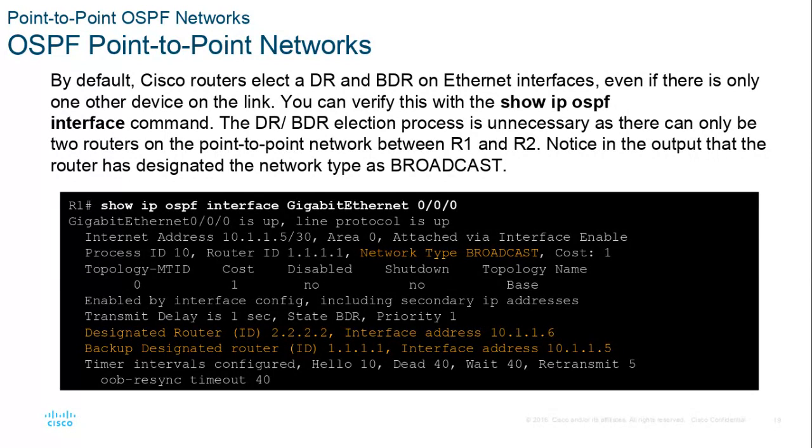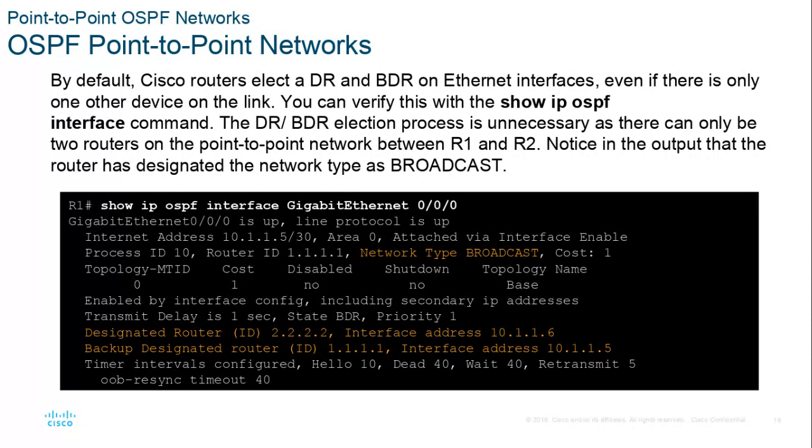So he went to router R1 and typed the command show ip ospf interface gig 0/0/0. I like this particular command because it shows you the actual router ID of the designated router in orange toward the bottom, and the backup designated router, 2.2.2.2 and 1.1.1.1. There's another command, show ip ospf neighbor, which only shows you if the neighbor is the designated router or backup designated router. It doesn't tell you about yourself. So I like this one because it tells you if you happen to be the designated router or the backup designated router; you can see which one you are.